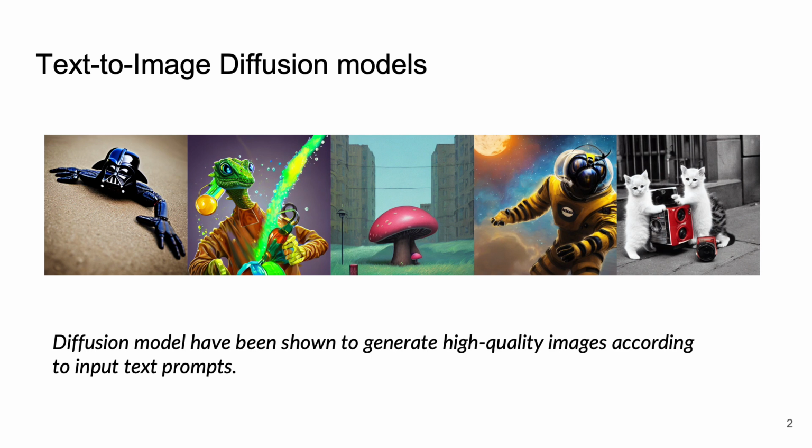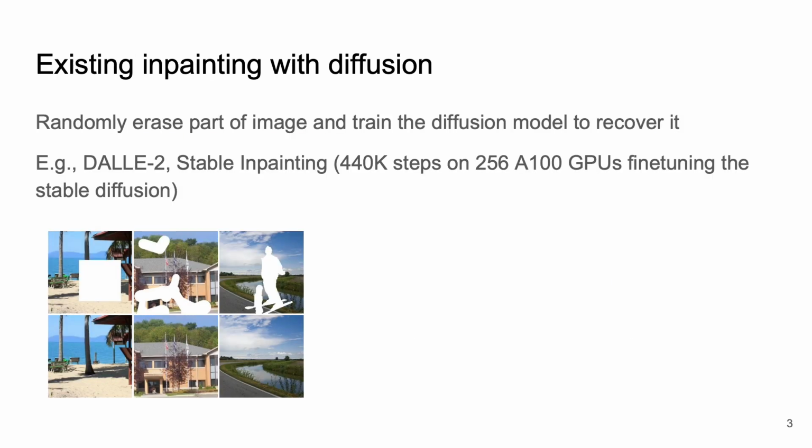As we know, text-to-image diffusion models have been achieving very big success. They can generate very high quality images according to the input text prompts. Therefore, it inspires text-guided inpainting with diffusion models. However, existing inpainting models just use the pre-trained text-image diffusion model, randomly erase part of the image, and train the diffusion model to recover it. For example, DALL-E 2 and Stable Inpainting randomly erase part of the training images, and then train the diffusion model to recover it with the whole global image caption.